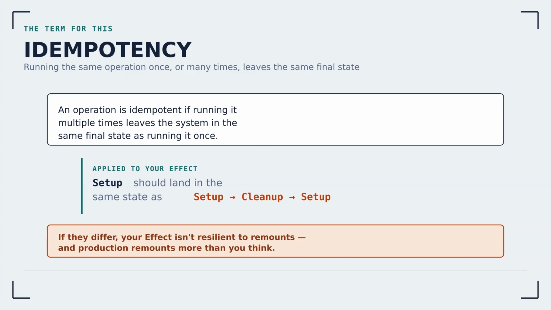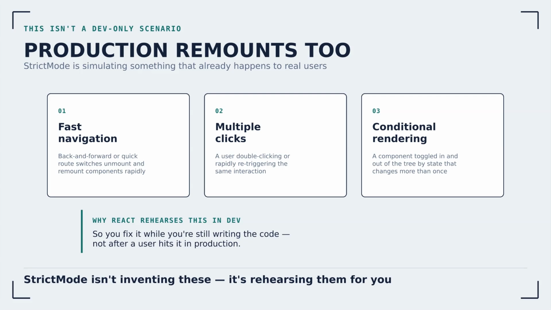Now the technical term which our useEffect is supposed to follow is called idempotency. So any side effect which your hook creates should be idempotent. Now any operation is called idempotent if running the same operation multiple times leaves the system in the same final state as running it once. And your effect should have the exact same property. If running setup, cleanup, and setup again produces a different result than just a single setup, then your effect isn't resilient to remounts.